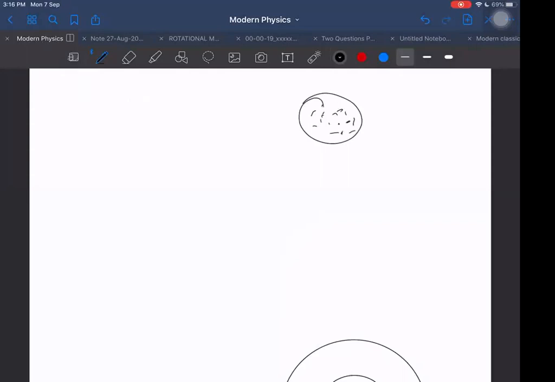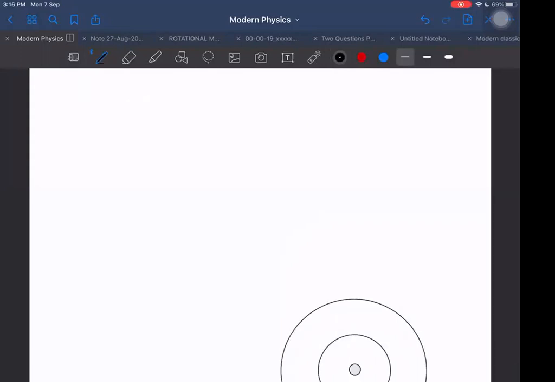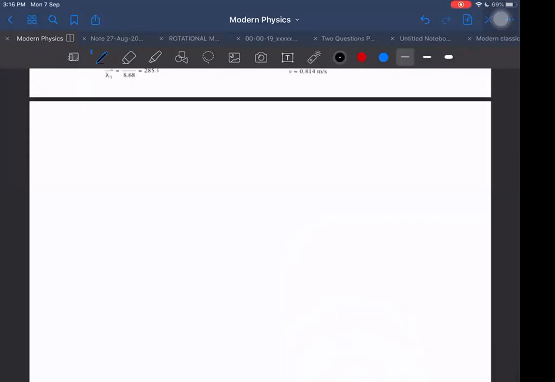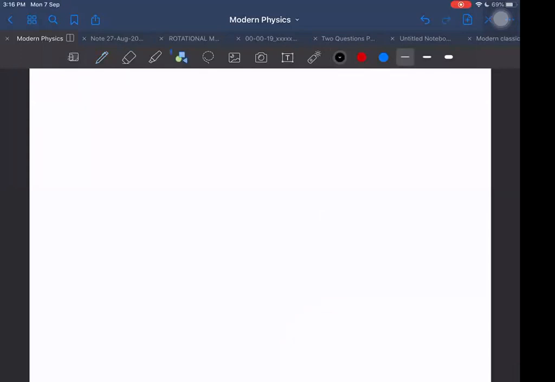And then comes Rutherford's model. Rutherford told us about the nucleus. Rutherford conducted the alpha particle scattering experiment.